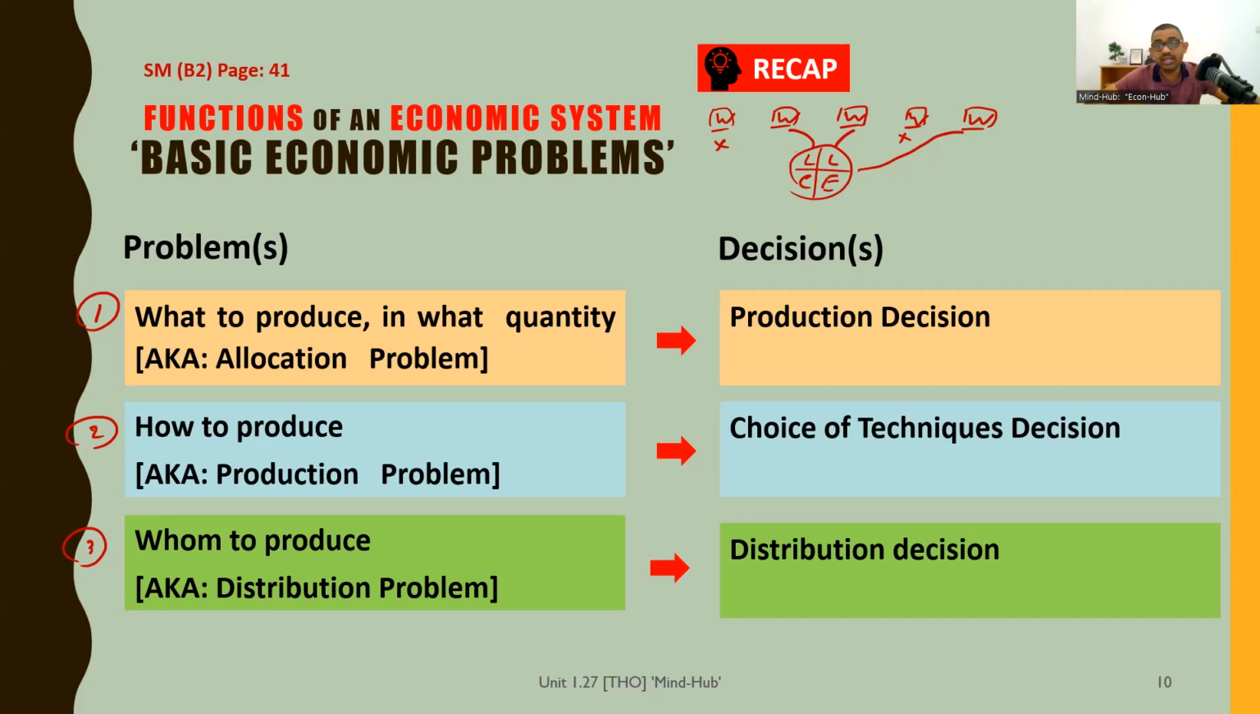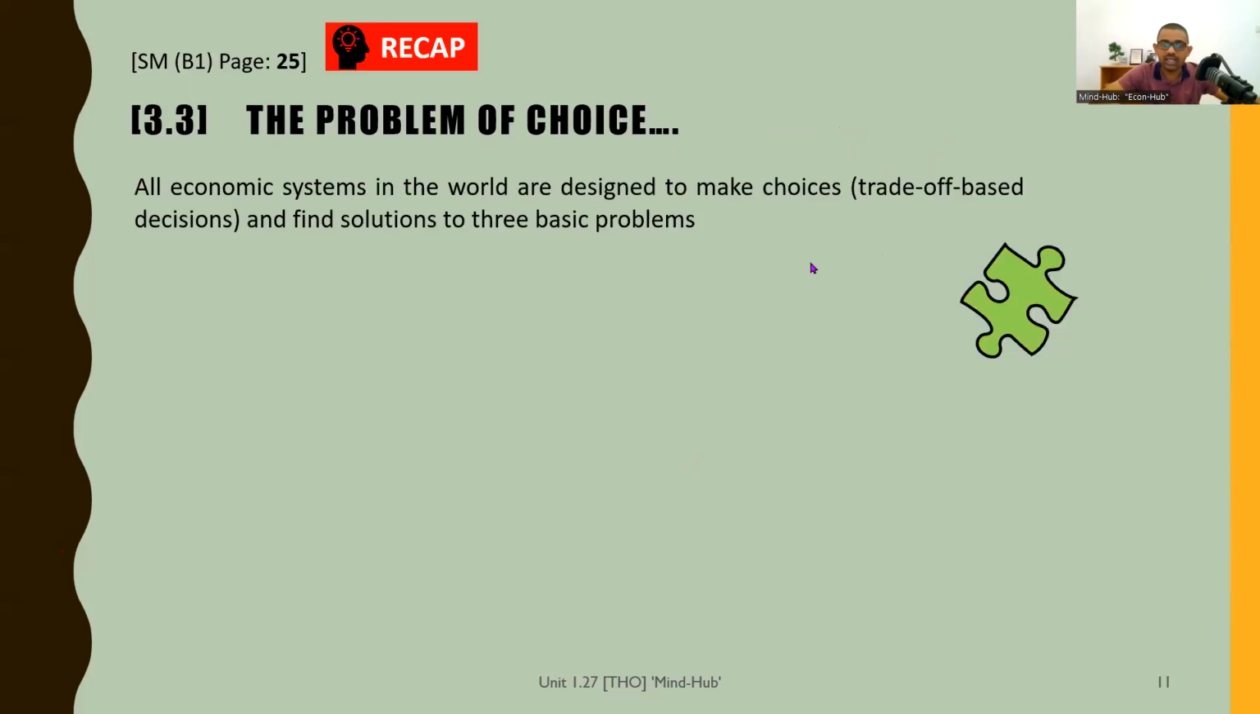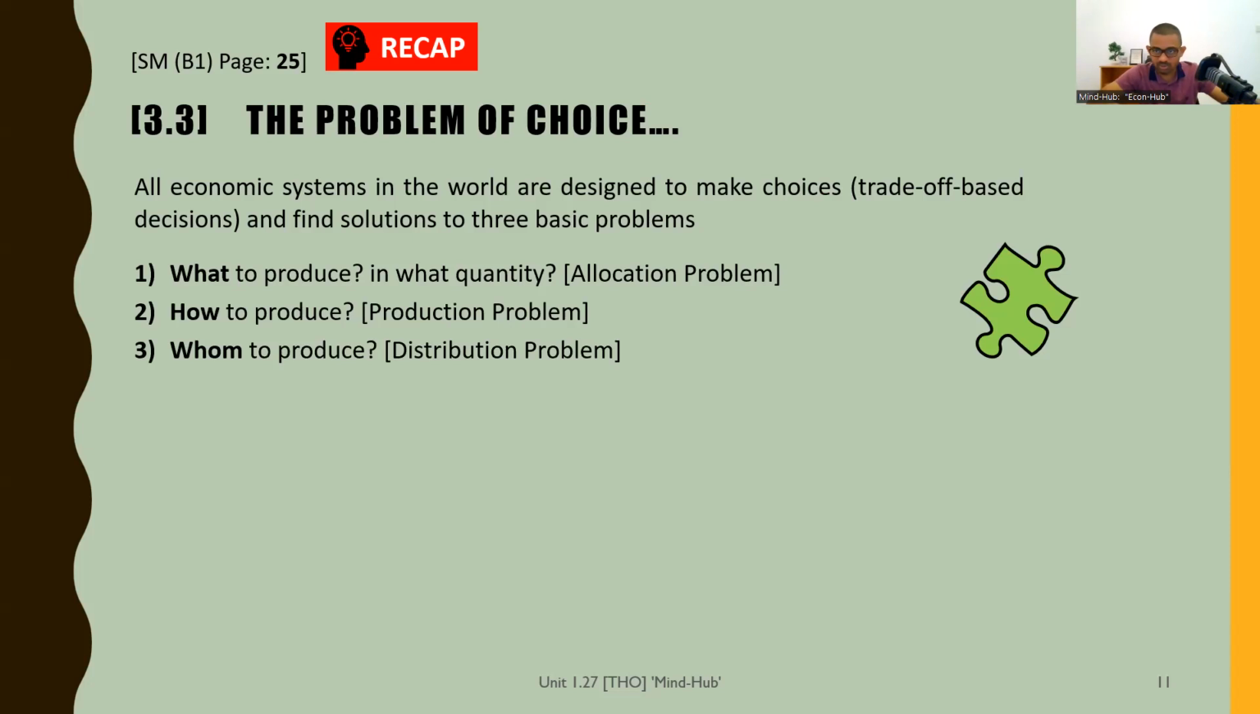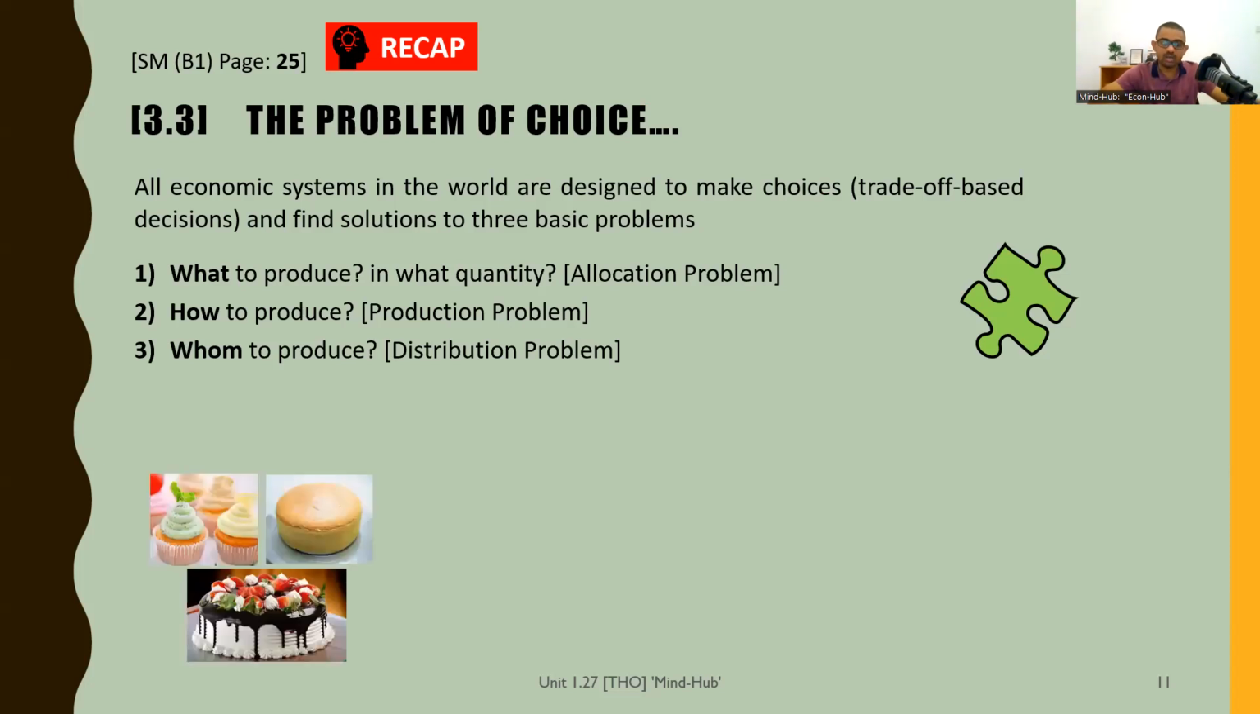Why? Because there are many kinds of cakes we can make. We don't have enough ingredients to make all the types of cake. So the first problem is what to produce. What kind of a cake to make? All societies have to face this trade-off when they allocate resources and solve three basic economic problems, which we mentioned earlier. So first problem, what to produce?